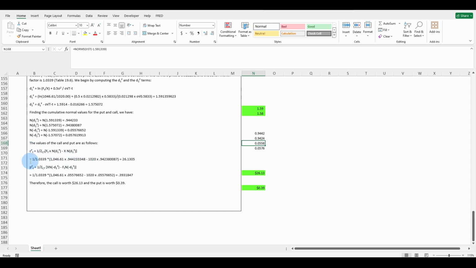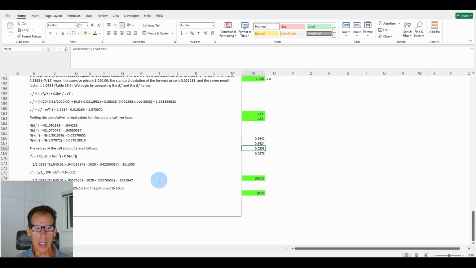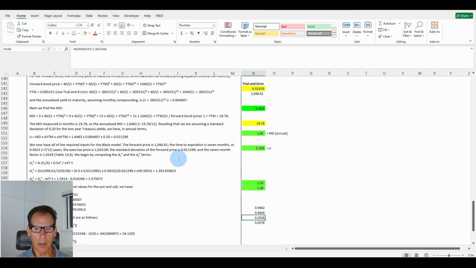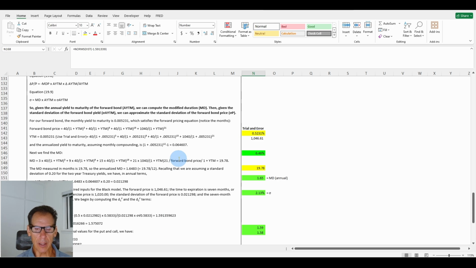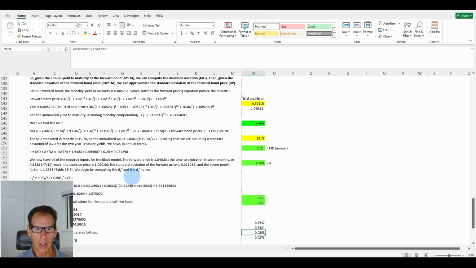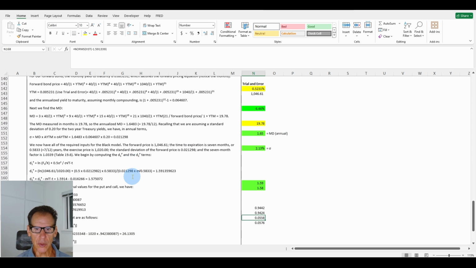The call is this, and you can just replace the numbers, and then the put is this. So it's 26.13 and 39 cents. Therefore, the call is worth 26.13 and the put is worth 0.39. Lots of work. Because somebody's already done the work, now it's just a matter of you understanding the logic. Take the time, reread this, crunch the numbers, then come up with your own hypothetical and see if you can create something here.